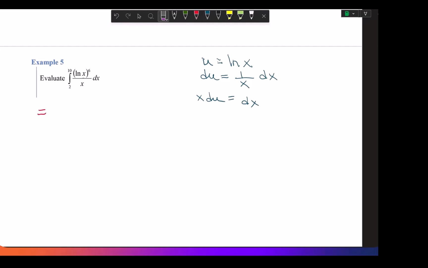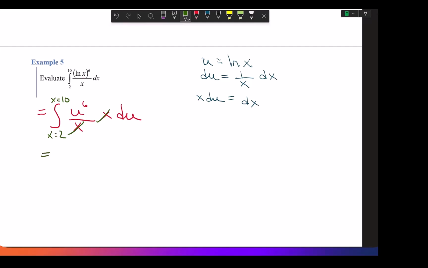Let me see. This is equal to the integral. The natural log of x, we said, was u to the 6th divided by x, and we said dx is equal to x du. Notice my x's cancel. It has to. I can only have one variable. And now I get to decide, should I change my bounds or should I change everything back to x's in the end? It doesn't make a difference. I'll leave my bounds the same this time. So I go from x equals 2 to x equals 10.